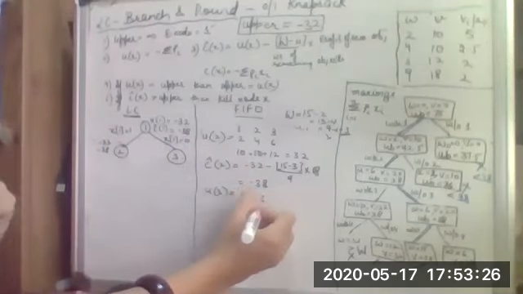Now coming to the C cap value. C cap value will be minus 22 minus, the knapsack capacity being 15, the current weight in the knapsack is 5, divided by 9 into 18. So 5 into 2, 10. So this will be minus 32.